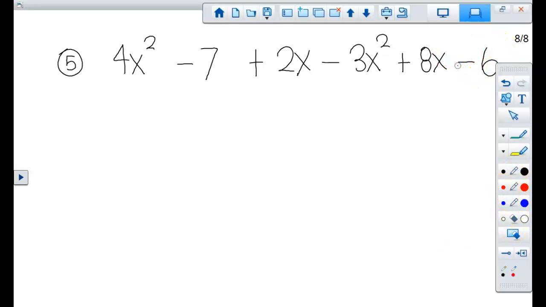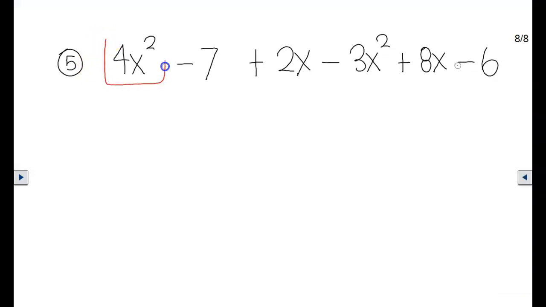And we're going to see if we can shorten this up. So start out at the beginning with your first term, 4x squared. Last name is x squared. So does anybody else have that same last name of x squared? And we can see right here that we do. So in a red box, I am going to put minus 3x squared.